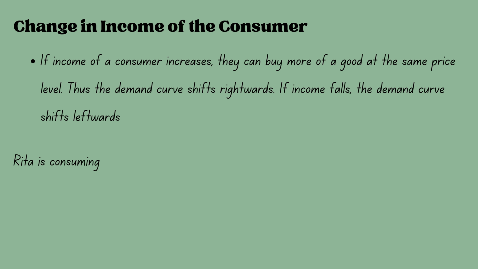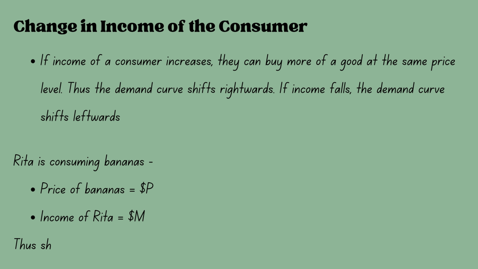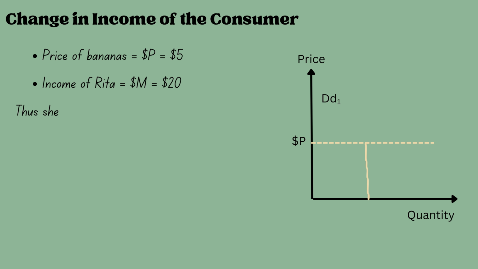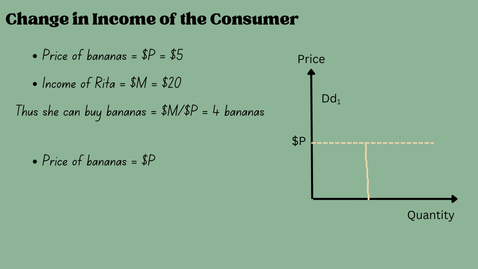Let us assume that Rita is only consuming one good, which is bananas. Let the price of bananas be $P. With the initial income M, she can purchase M by P amount of bananas. If income is equal to $20 and price of bananas is equal to $5, then she can purchase 4 bananas with her income. Now let's assume that her income has risen to say M1.